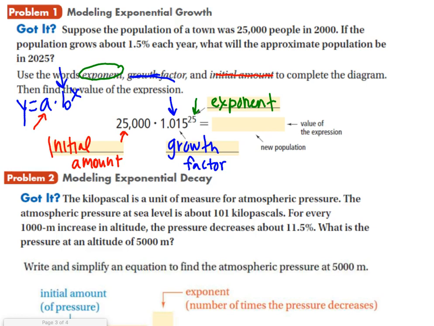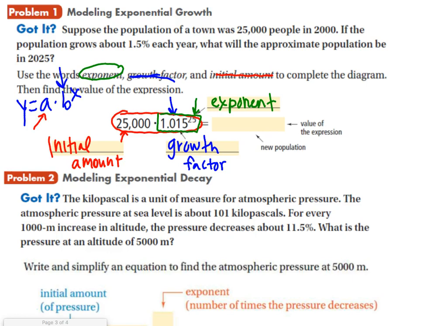If you don't have a calculator, go get one because now it's just crunching numbers. So you can plug or crunch this whole entire thing into your calculator if you want. I'm kind of weird. I always do things in parts. I don't know why. But I would first type in 1.015 to the power of 25. Then I would hit enter. And then I would take it times 25,000.